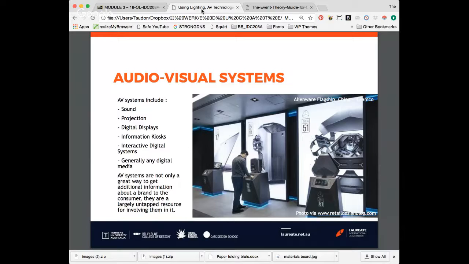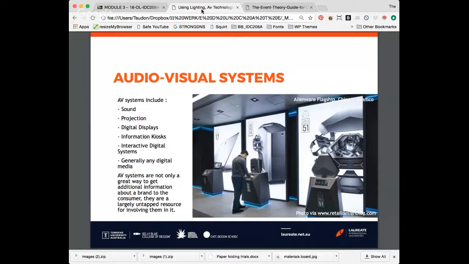So AV systems are not only a great way to get additional information about your brand to the consumer, they're also a really largely untapped resource for involving them in it. So there are ways that you can gain statistics constantly about the kind of consumers that are shopping within your space. You can also communicate information to the consumer about things the brand is doing in terms of the larger kind of global social or environmental consciousness.